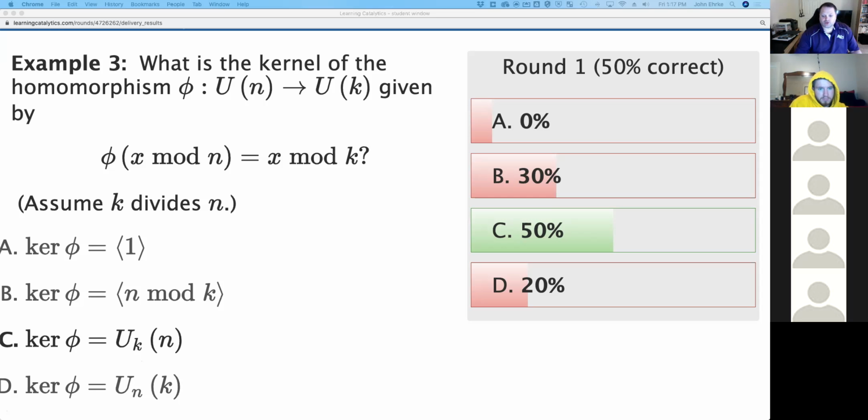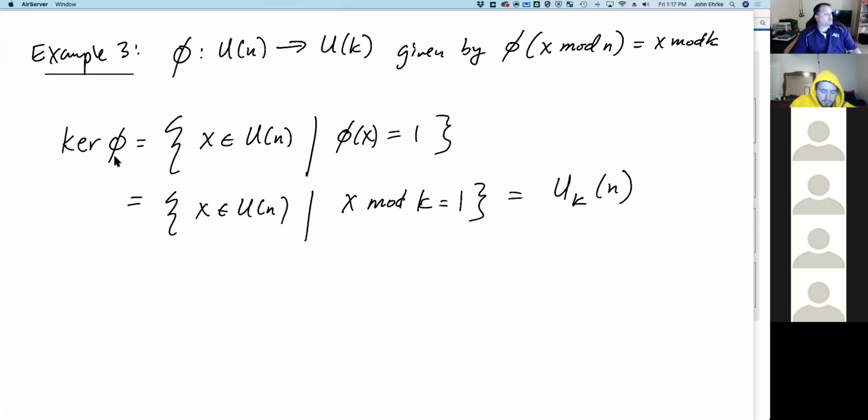Oh, sorry, y'all weren't seeing my writing. The kernel of phi is defined as the set of all x in the domain that get mapped to the identity element, which is 1 in the range. But our mapping takes the element x and maps it to x mod k. And so x mod k here is equivalent to 1. This is the definition, the set of all elements in Un that are also equivalent to 1 mod k. That's the literal definition we gave of the set Uk of n.